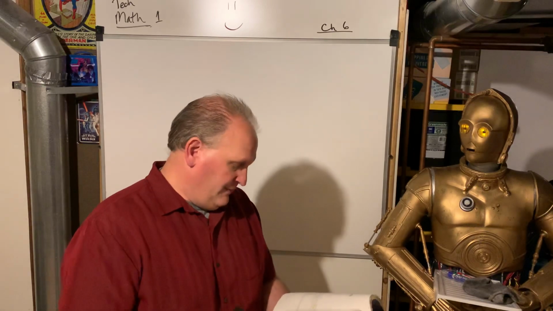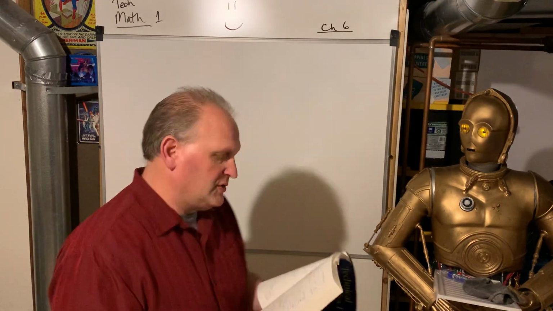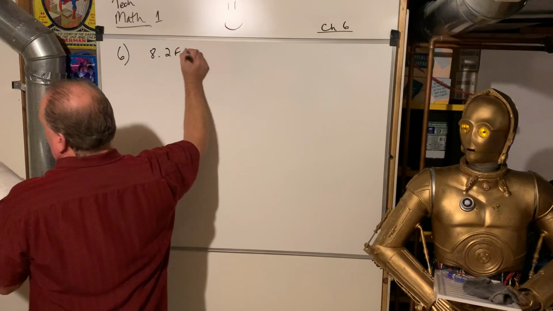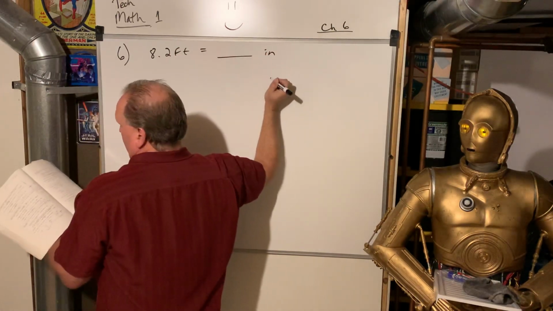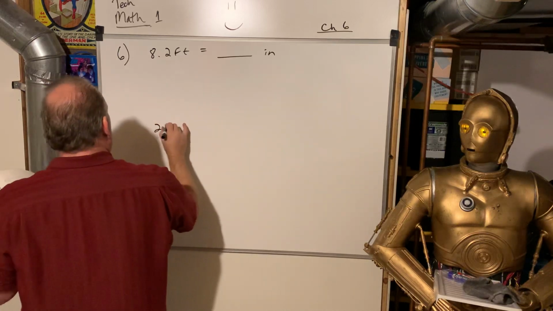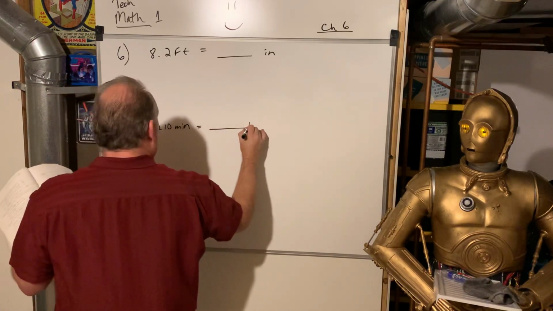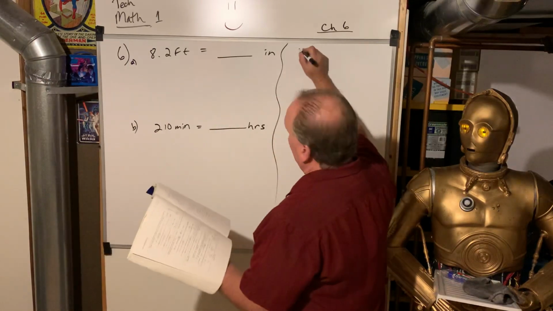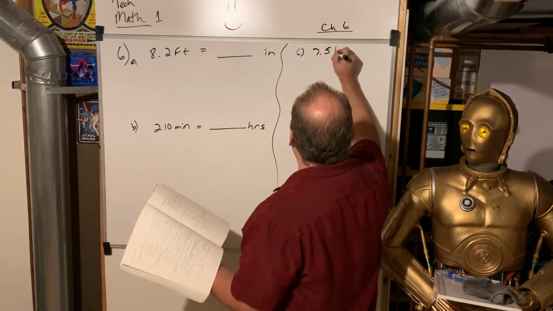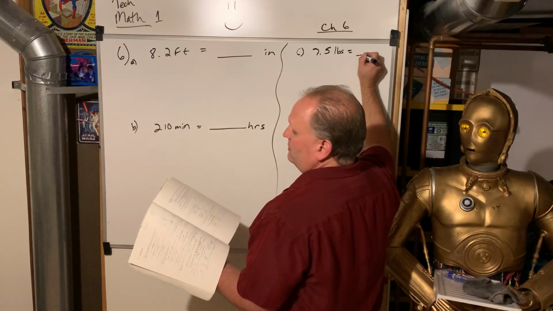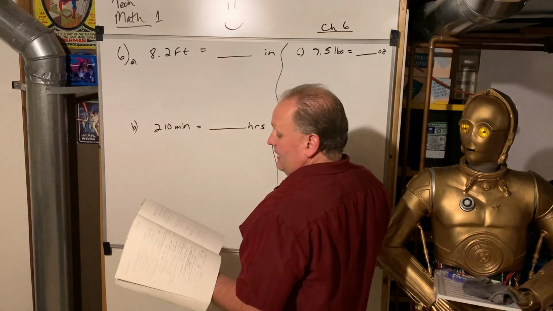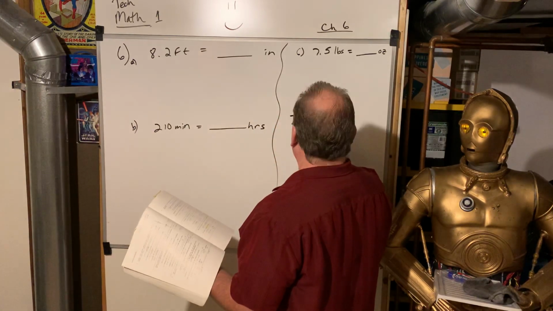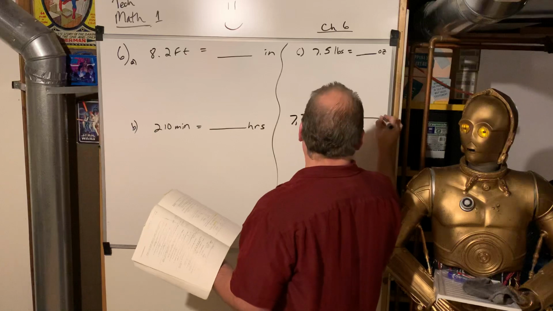All right, so let's jump to number 6. They want us to convert 8.2 feet into inches, and then they want us to convert 210 minutes into hours, and they want us to convert 7.5 pounds to ounces, and they want us to convert 7,744 yards into miles. Interesting.